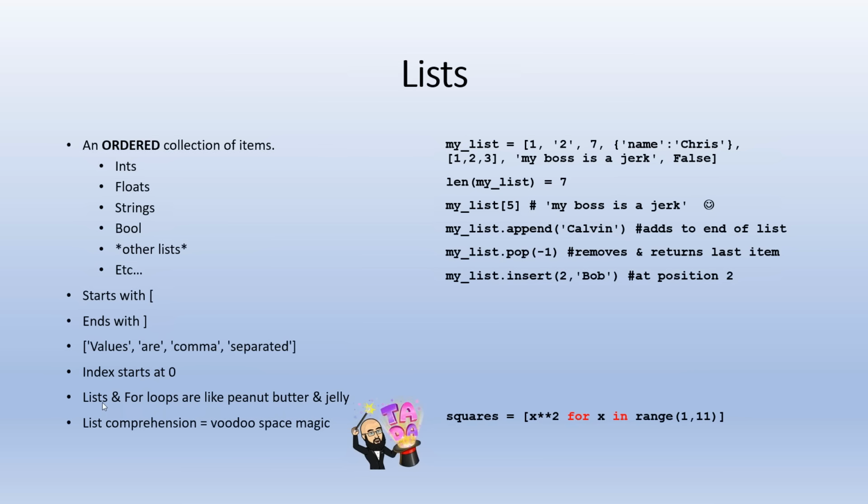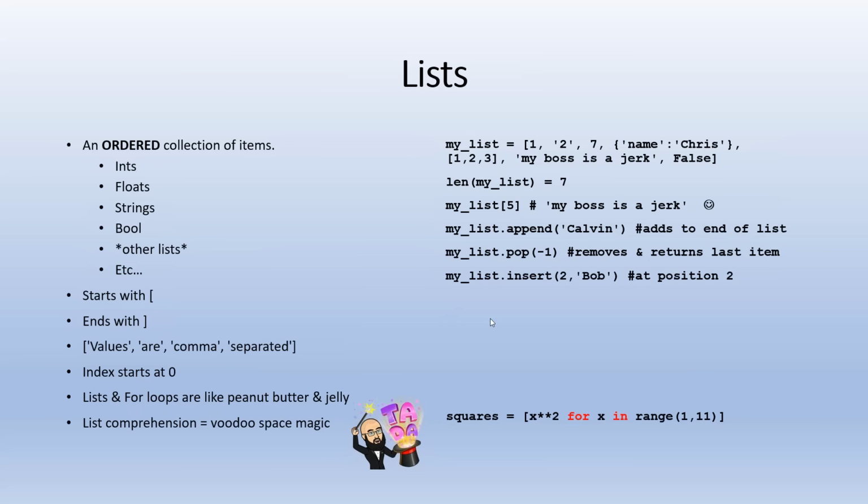The index starts at 0, and lists and for loops. Wherever you see a list, you're probably going to see a for loop too, because lists and for loops are like peanut butter and jelly. When you use a for loop, you can iterate through the list, you can do stuff to the different pieces of the list. And there are a number of methods that you can call to manipulate lists. You can append more items to the end of your list. You can pop items off the end of the list. You can insert things into the middle of it. You can search things. There's tons of stuff for lists.